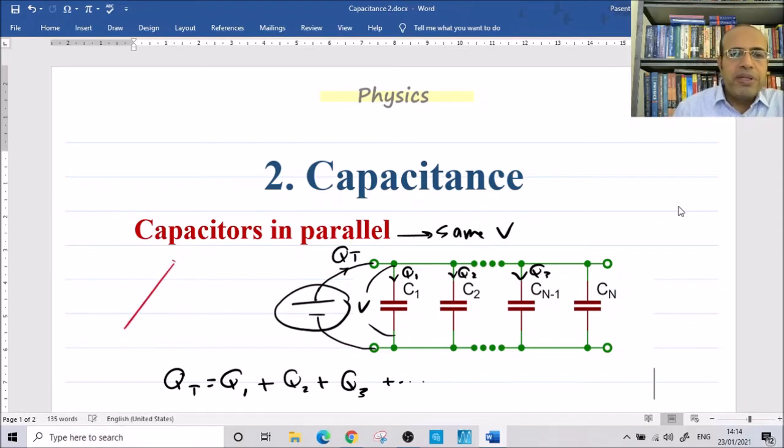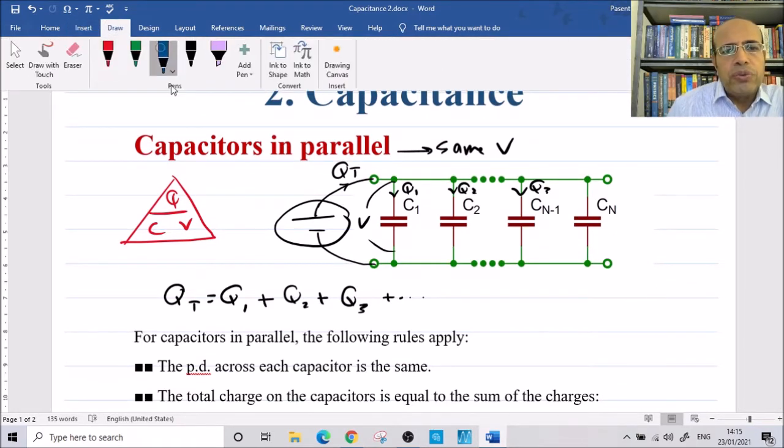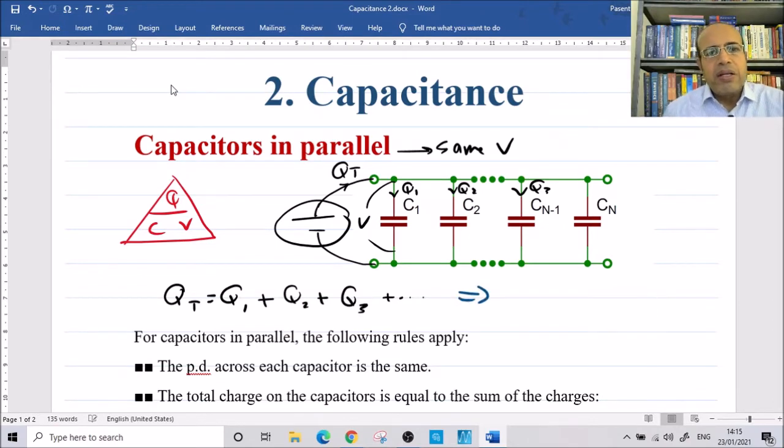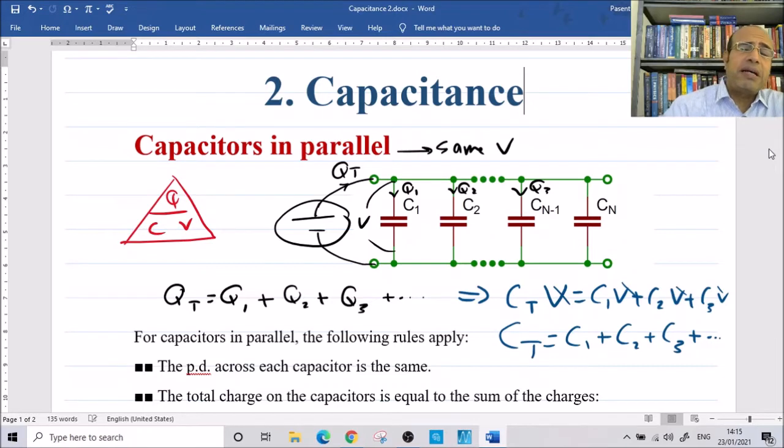We know from before the relation between Q and C, that Q equals C times V. So Q total equals C total multiplied by V. We don't say V total because it is the same voltage. So it equals C1 V plus C2 V plus C3 V and so on. We cancel V with V with V to get C total. So C total equals C1 plus C2 plus C3 and so on.